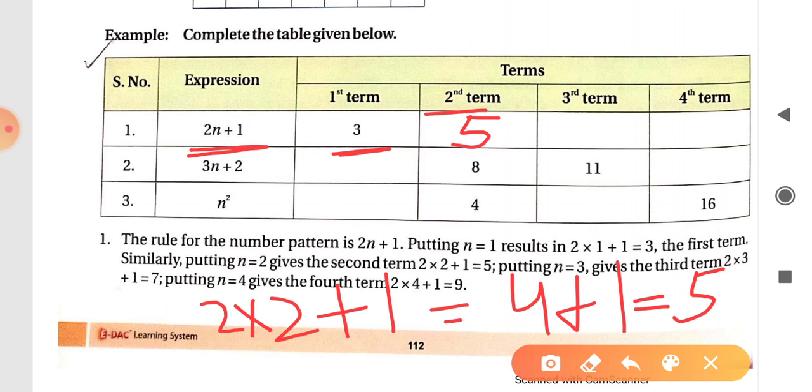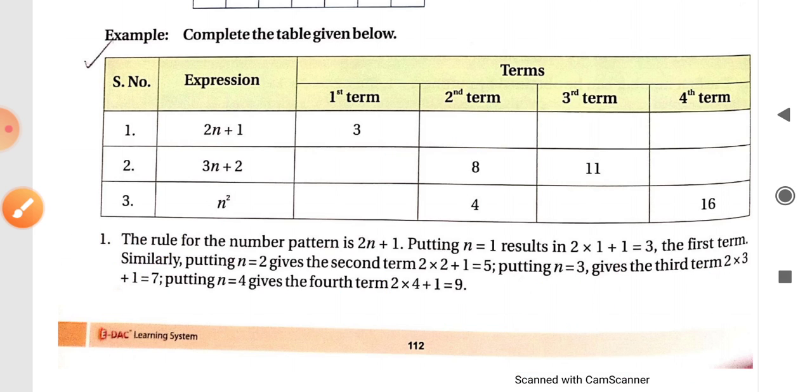Then to find the third term, we put n equal to 3. Then it becomes 2 multiply 3 plus 1. 2 multiply 3 is 6 and 6 plus 1 is 7. So the third term is 7. Similarly, to find the fourth term, put n equal to 4. In this way, we can easily complete this table by putting the values of n.